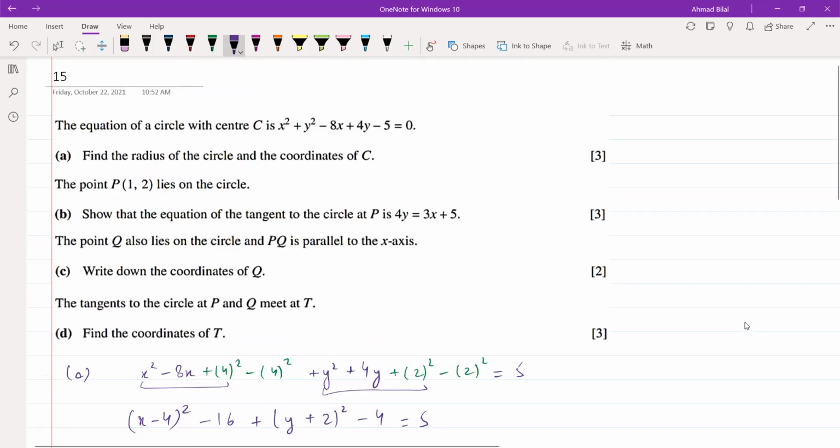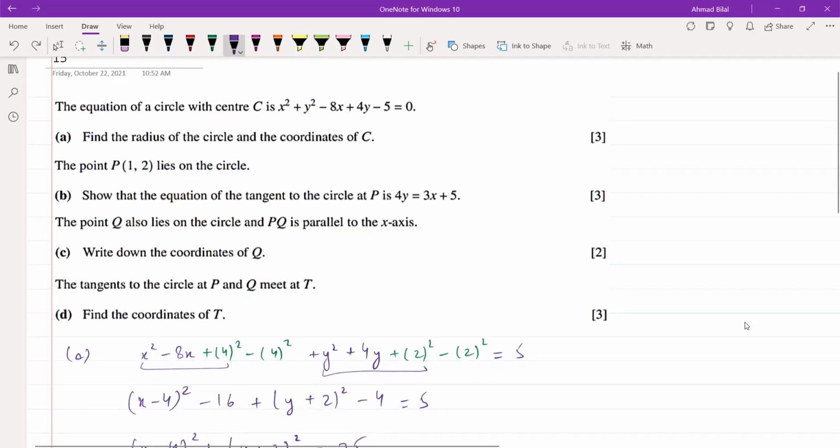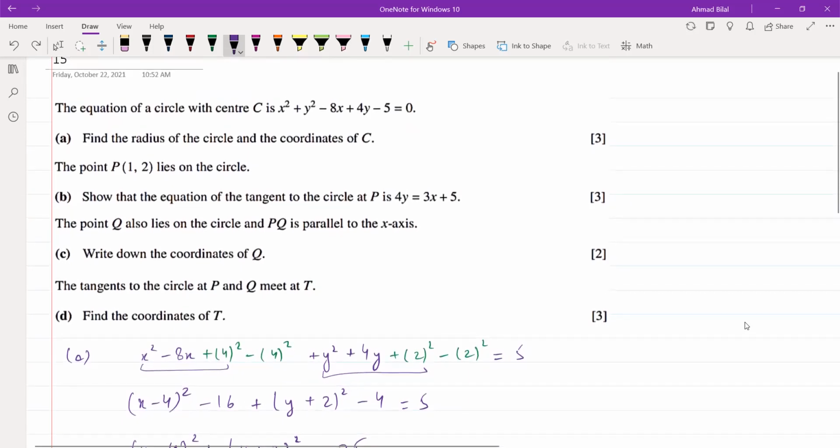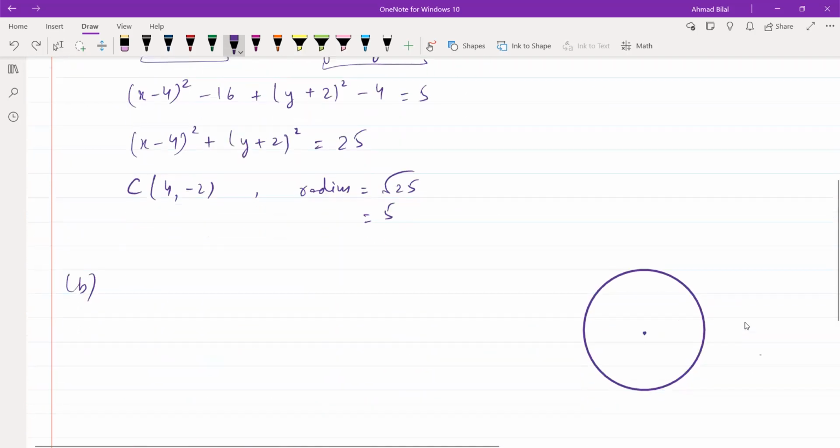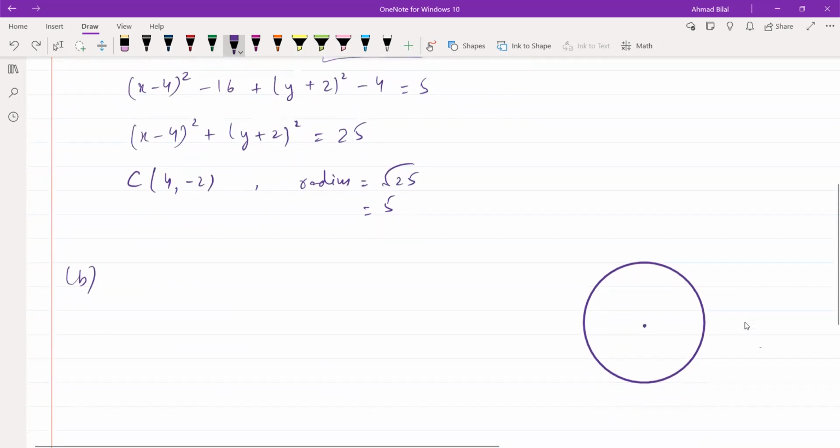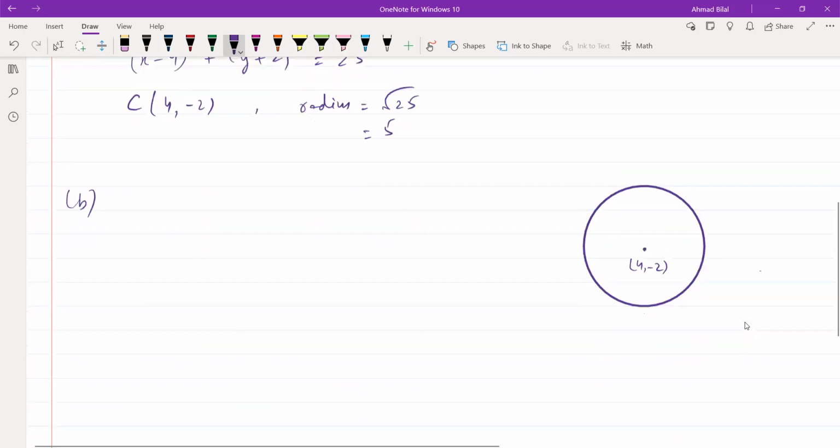Solve simultaneously. We have to find the equation of the line, right? Yes, exactly. So we need the gradient, the equation of a straight line. We need two things for that. We need the gradient of that line and any point lying on the line. We have a point lying on the line, that's (1, 2). The center was (4, -2). So this is (4, -2). Okay, (1, 2). Where should that be?